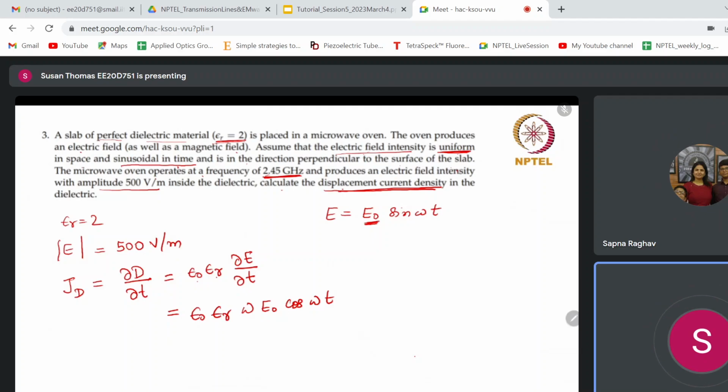Now, do we know epsilon r? Yes, it is 2. Do we know the E naught value? Yes, 500 volt per meter. And do we know the omega value? Yes, the oven operates at 2.45 gigahertz, so omega is 2 pi f, with 2.45 into 10 power 9. Now inside the cos we can write omega t, that is fine.